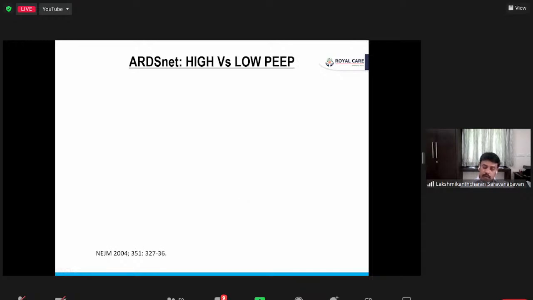So what PEEP is required? High or low PEEP? For all patients on a ventilator, we keep PEEP around 4 to 5. But in ARDS, we need to keep a high PEEP, that is around 10 to 15.